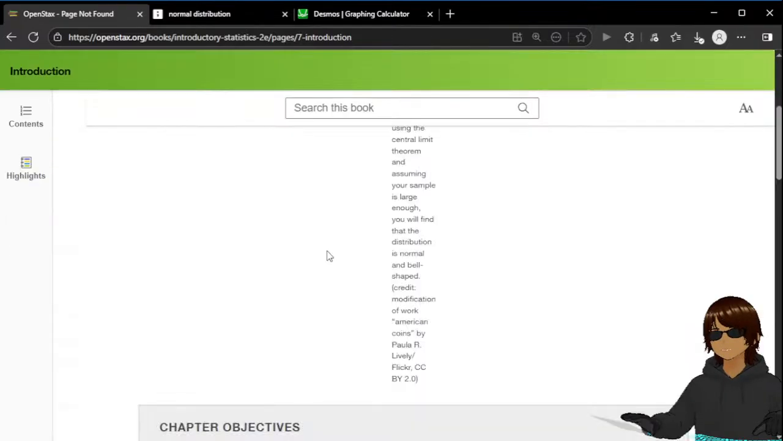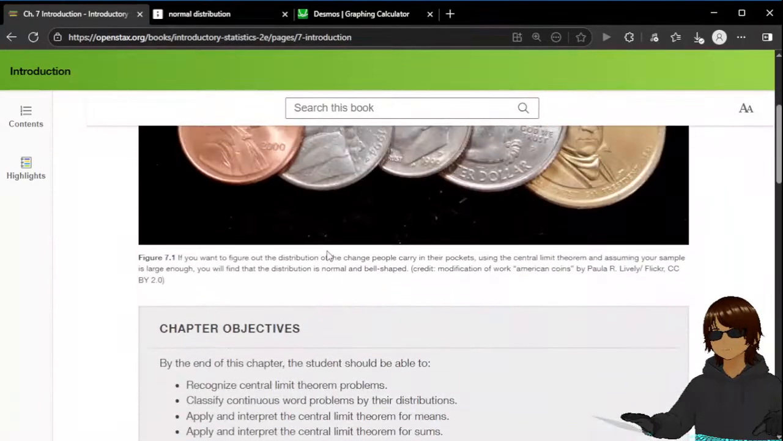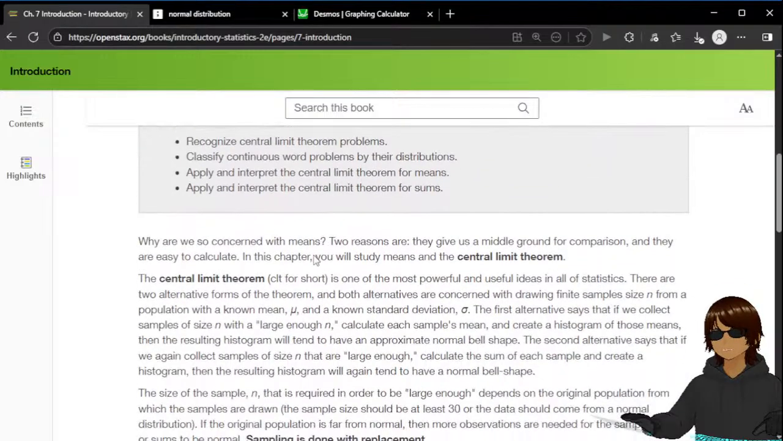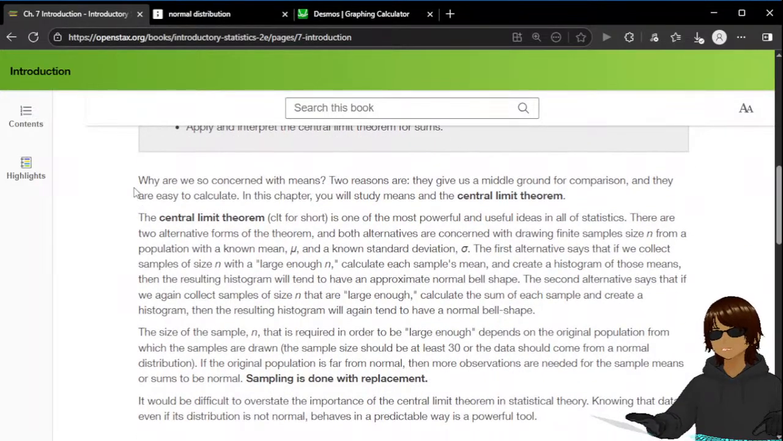Central limit theorem. Why are we so concerned with means? Two reasons: they give us a middle ground for comparison, and it is easy to calculate. In this chapter, you will study means and the central limit theorem. Central limit theorem is one of the most powerful and useful ideas in all of statistics.